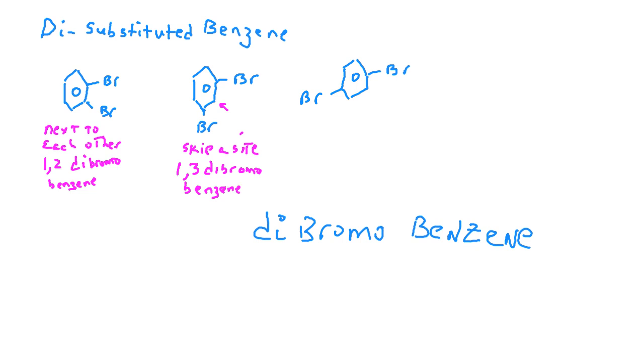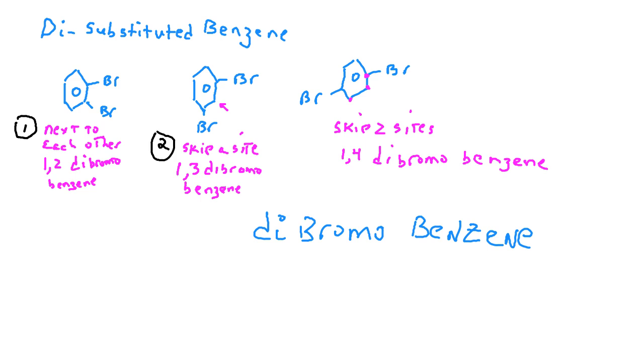You see we have one here. Skip 1, skip 2 sites. If you skip 2 sites, of course, this would be called 1,4-dibromobenzene. Now they also have another name, and sometimes we use these interchangeably. When they're next to each other, this is case 1. This is case 2 when you skip 1 site, and this is case 3 when you skip 2 sites.